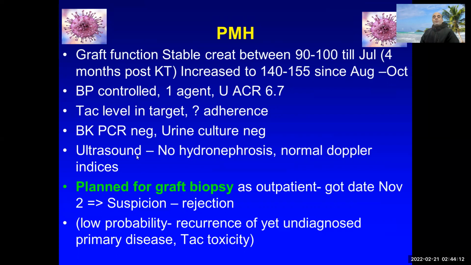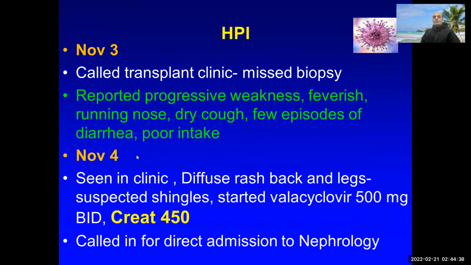Planned for outpatient graft biopsy, November 2020, with suspicion of rejection. We suspect rejection for this rising creatinine, 140 to 150 from a baseline of around 100. Rejection is the most important and first differential diagnosis. Low probability of recurrence of an undiagnosed primary disease, and tacrolimus toxicity is out.